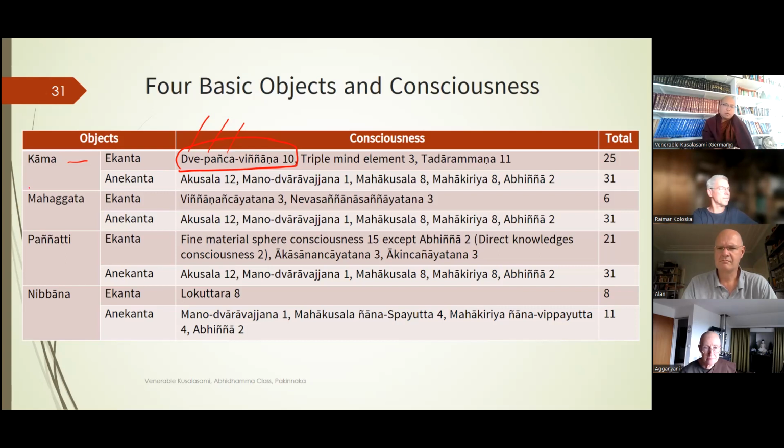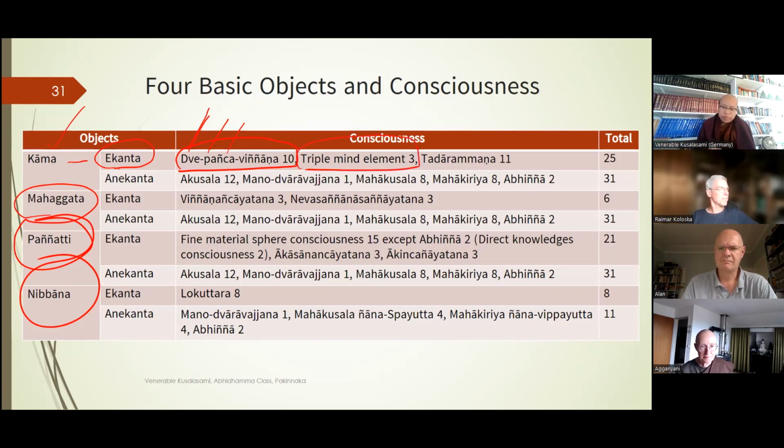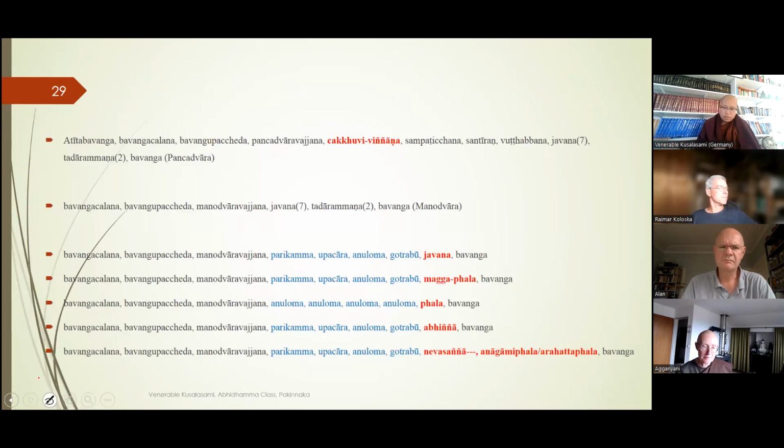So out of these four objects, the Dwi Pancha Vinyana, the five sense advancing consciousness, the object of this will be only karma. So it's called the Ekanta. I hope you got it. Not more than karma. So, triple mind element three: that is the five sense advancing consciousness and two kinds of receiving consciousness. If you want to understand this, you have to look at that one.